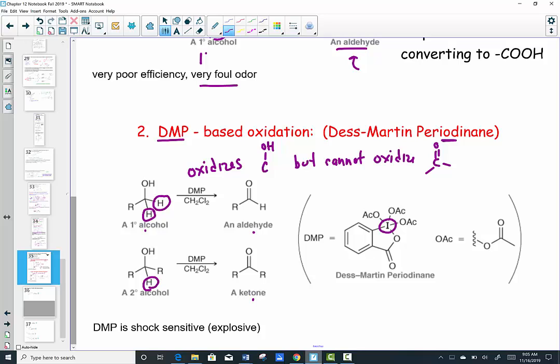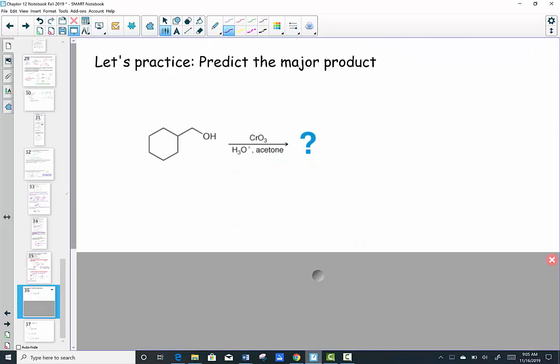Now, what's the drawback? It's very shock sensitive. Any type of friction, very much like TNT, can make it explode if not properly handled. Alternatives are more green compared to chromium, which is environmentally unfriendly. These are some alternatives, and we should be familiar with them as well. So lots to choose from in oxidative reagents.